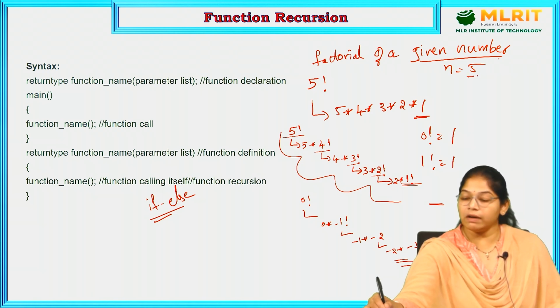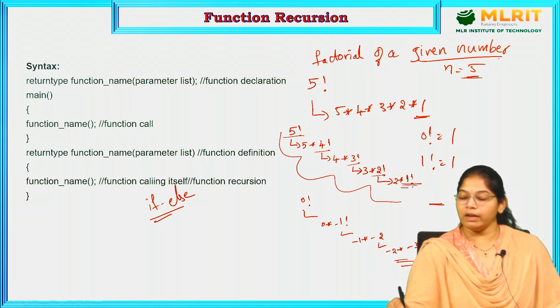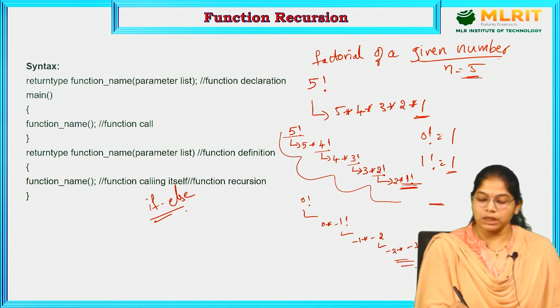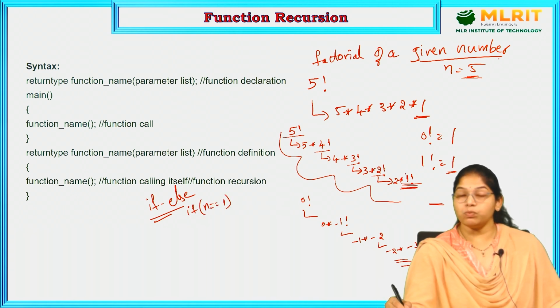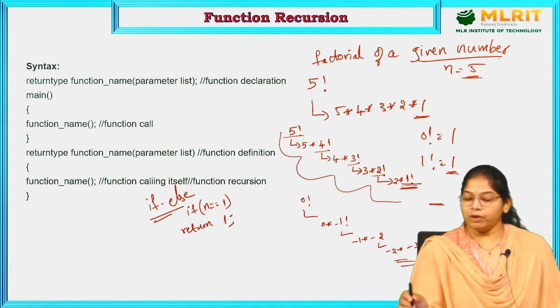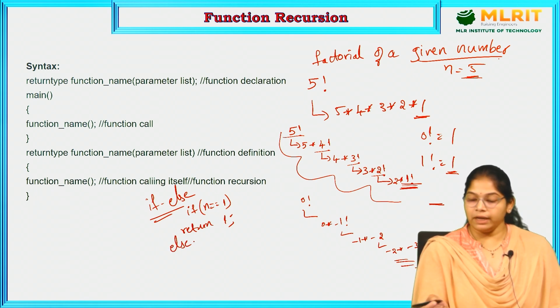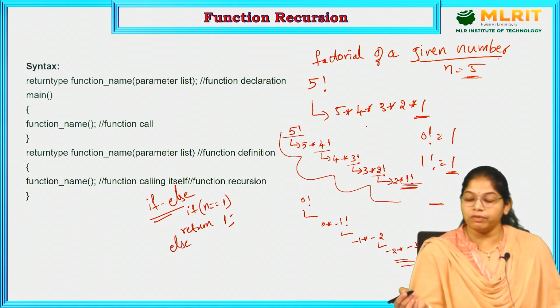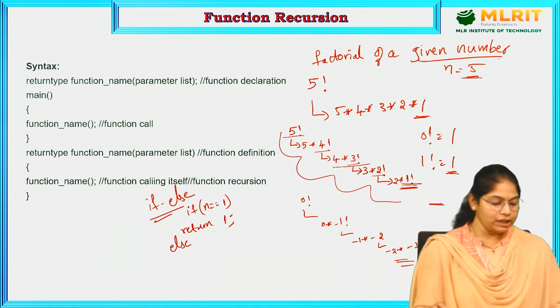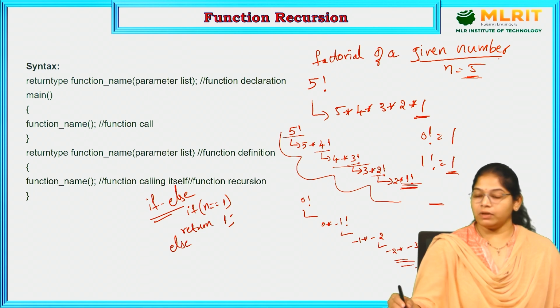That means here n is 1. When are we stopping? When n becomes 1. When n becomes 1, what is 1 factorial? 1 factorial is 1. So if n equal to 1, what does it have to return? Return 1. If not, that means else, my n is not 1. n may be 5 into 4 factorial, n may be 4 into 3 factorial. So here the stopping condition is 1, because here we are stopping.